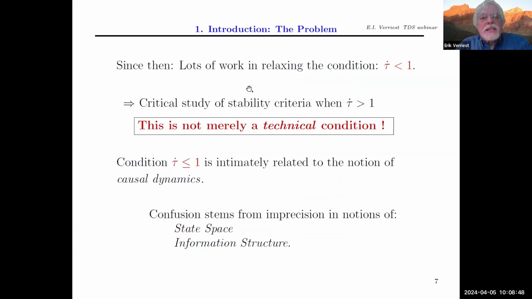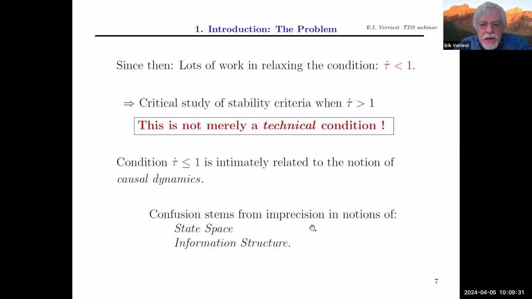Now, the key is that since then, there has been an explosion, literally an explosion, of work on delay systems. The CDC and ACC did not have just one, but multiple sessions on delay systems ever since. And a lot of people also worked on stability criteria when tau dot is larger than 1, thinking that the condition that I had, tau dot less than 1, is just a technical condition to make this proof work. But that's actually not the case. Tau dot less than 1 is intimately related to the notion of causal dynamics.